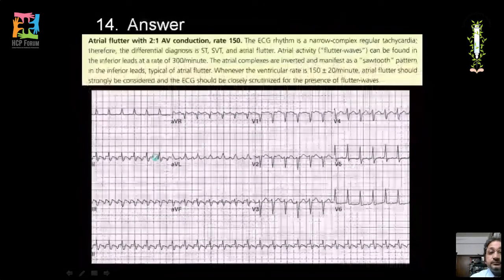So narrow complex tachycardia, differential diagnosis. Regular is again sinus tachycardia, SVT, and atrial flutter. So here we do find the atrial flutter waves in the inferior leads, and the atrial complex is inverted and manifests as a sawtooth pattern. So this is a case of atrial flutter.